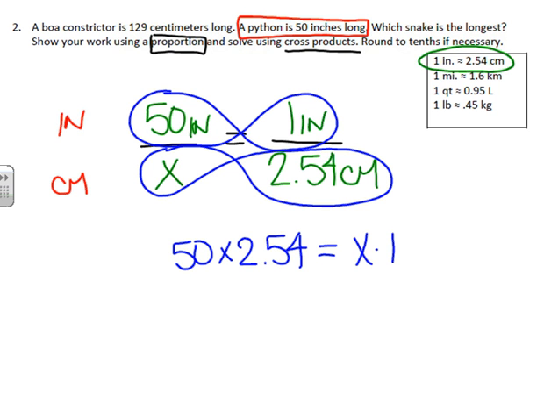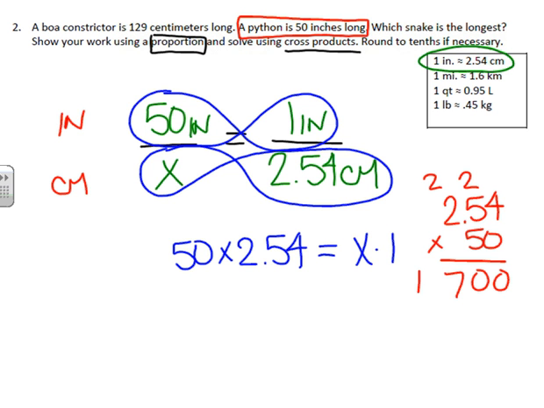Now I need to simplify each side, so I can begin and multiply 2 and 54 hundredths times 50. And in my product, I'm going to move my decimal over 2 places. So I get that 50 times 2 and 54 hundredths is 127. And X times 1 is X.